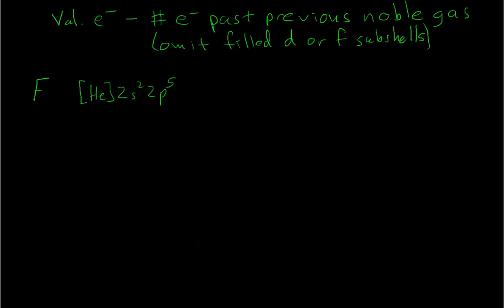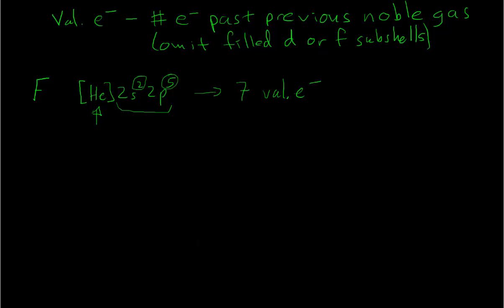So the outer shell electrons, the valence electrons, are the ones that are past the previous noble gas, so we're not going to count any electrons that are in the noble gas core. We're just going to look at these. And if there were any filled d or f subshells, we would leave those out. So here I've got s and p subshells, so I'm going to count those. So I've got 2 plus 5 electrons. That gives me 7 valence electrons for fluorine.